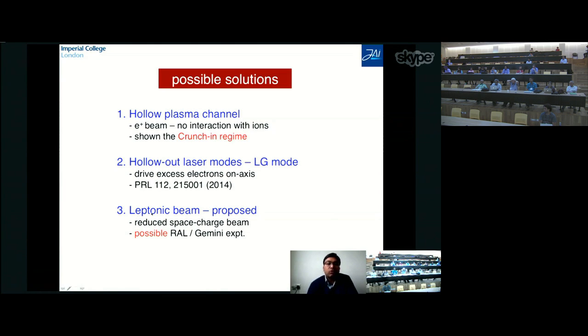The third possibility, which I'm exploring currently, which I don't think has been explored much especially for laser-driven possibility, is using a leptonic beam, which is basically a reduced space charge beam wherein there are equal amounts of electrons and positrons in the beam. So when the beam propagates in the plasma, even though the positron beam is suffering defocusing, the electron beam, which is co-propagating with it, might be able to keep it in focus for much longer than what is possible with just the positron beam. And there is some possibility of doing some experiments at Rutherford Appleton Lab using the Gemini laser. I'll show you shortly.